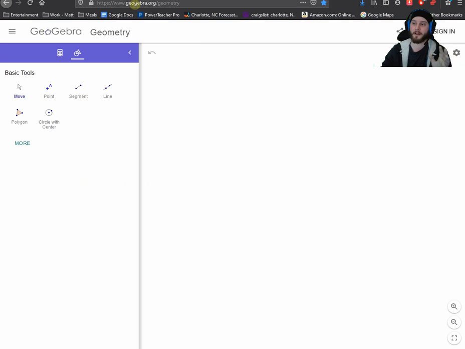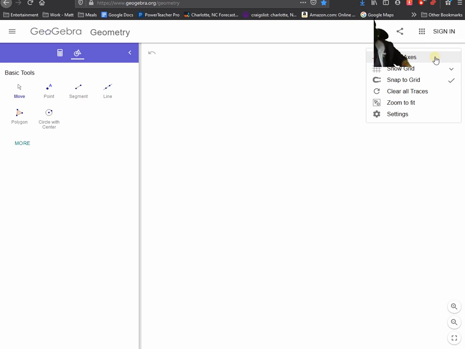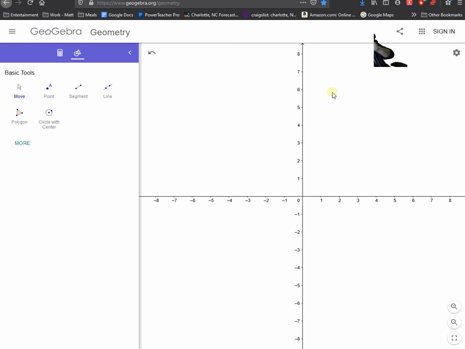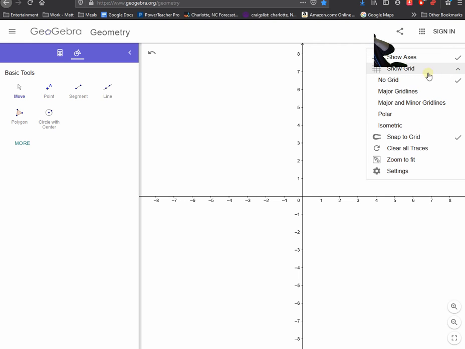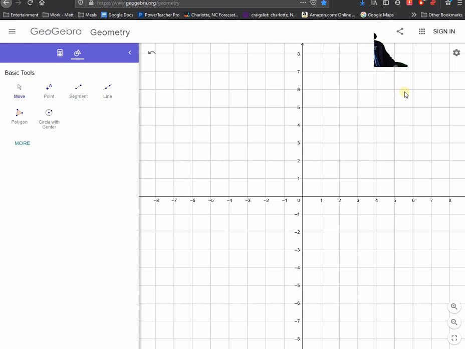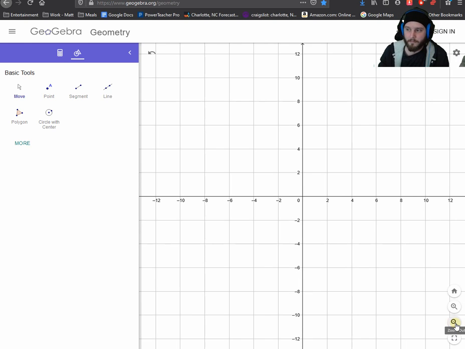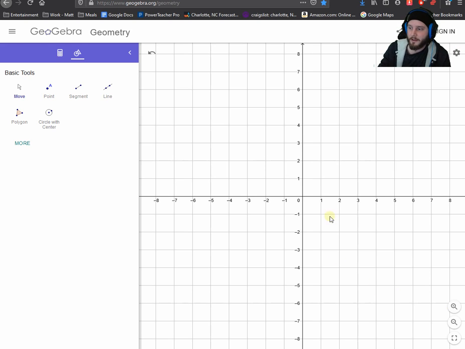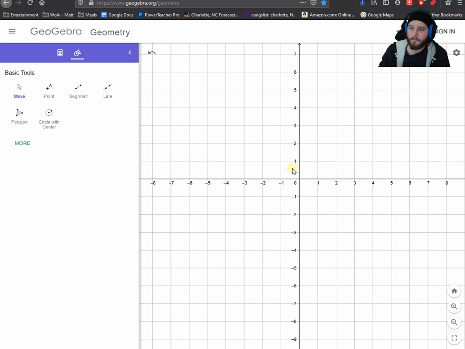And I already have, this is the website, by the way, geogebra.org/geometry. This is the site you're going to use. I'm going to move myself out of the way so I can show you this. Right over here, you click that, and it's going to pull up these options. Show axis, that's going to show you the main axis. Show grid, major grid lines only. You don't want the whole thing. You just want the major grid lines. That's going to set up your graph so that you can use it. You can zoom out if you need to see more numbers, zoom in if you need to see less. You can also just grab and move it around, okay?